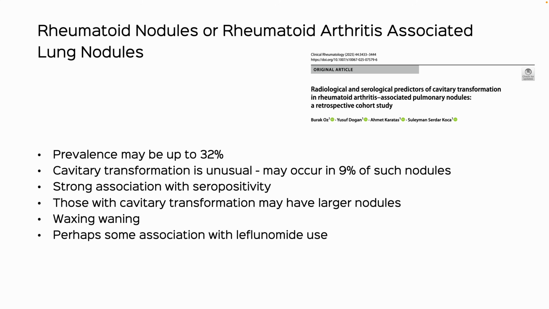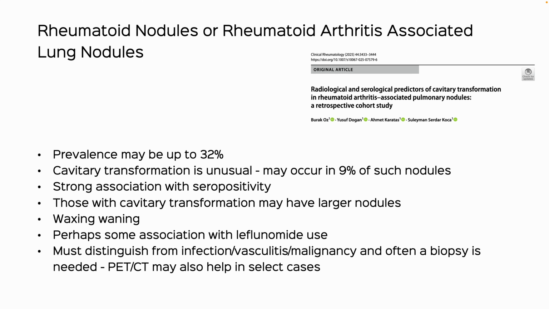But I don't have the entire history in great detail, so it'll be up to the rheumatologist and pulmonologist to tease all this out and figure out if the patient just needs to be observed or needs any active treatment. But the point here is that we do need to distinguish them from infection, vasculitis, and malignancy, and in our country often a biopsy is needed because of the strong prevalence of tuberculosis in the background. And I guess in today's day and age, sometimes we may land up doing a PET CT as well.